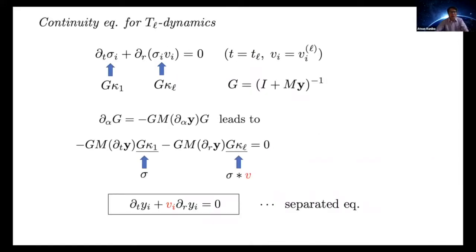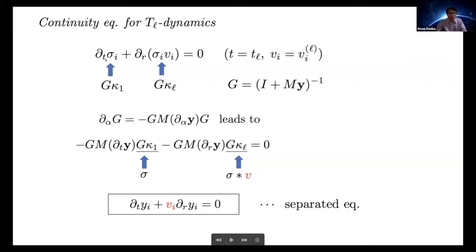So let's move on to the continuity equation. I consider the conservation of the hole current, or holes. This is the i-th hole density, and this is the i-th hole current density. So this is a continuity equation. But as I explained, if I denote the inverse of this matrix by G, then this is nothing but G kappa 1, and this is nothing but G kappa L. And again, everything, maybe not everything, but T is the TL dynamics. So this is the TL dynamics, and this v_i is the effective velocity in the TL dynamics.